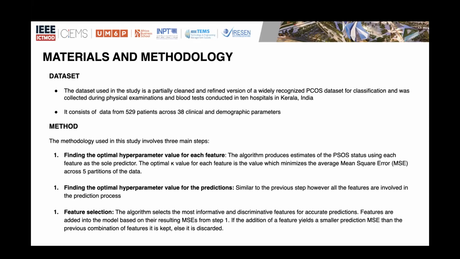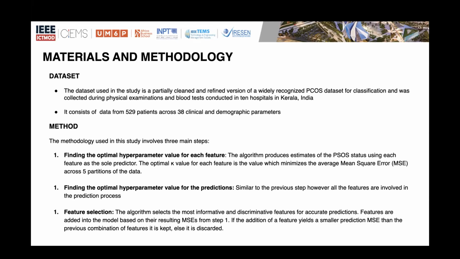A bit on the methods and materials. The data set used in the study is a partially refined version of a popular PCOS data set, which is used for classification. The data was collected during physical exams and blood tests conducted across 10 hospitals in India. It contained data for approximately 530 women across 38 parameters, which were both clinical and demographic.